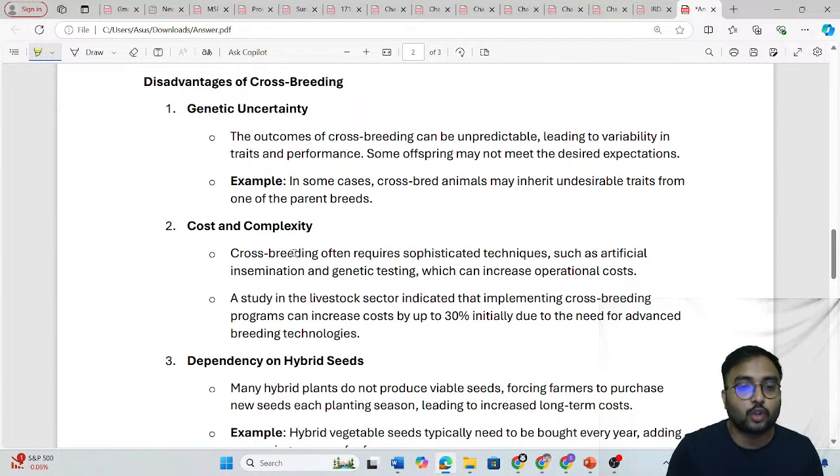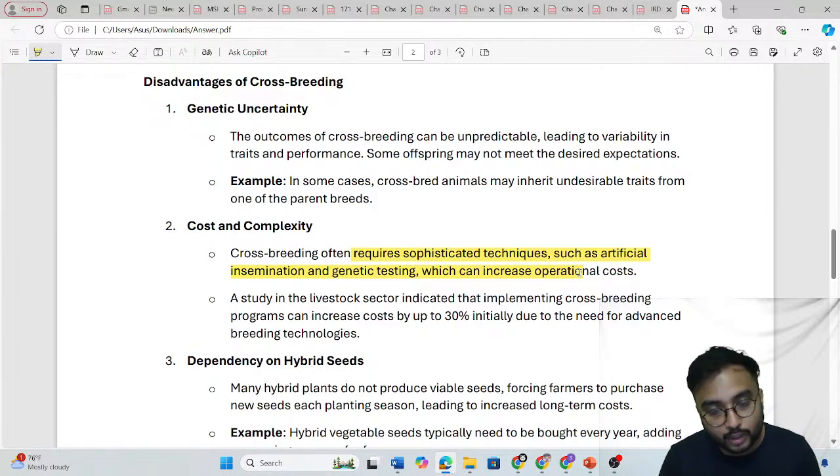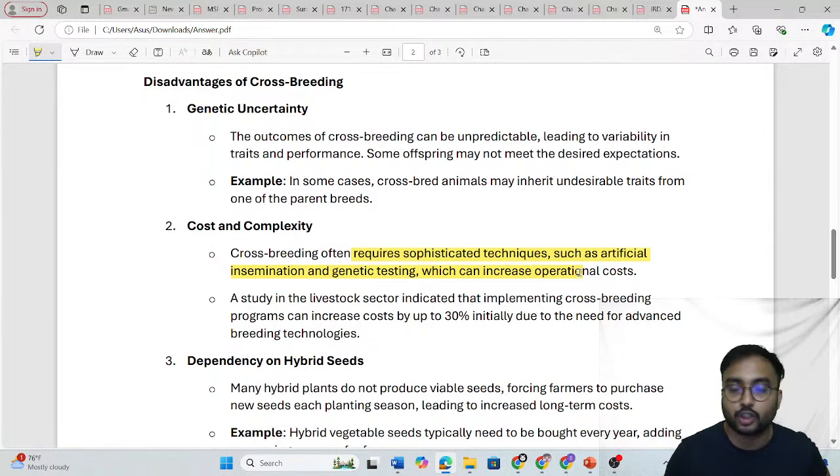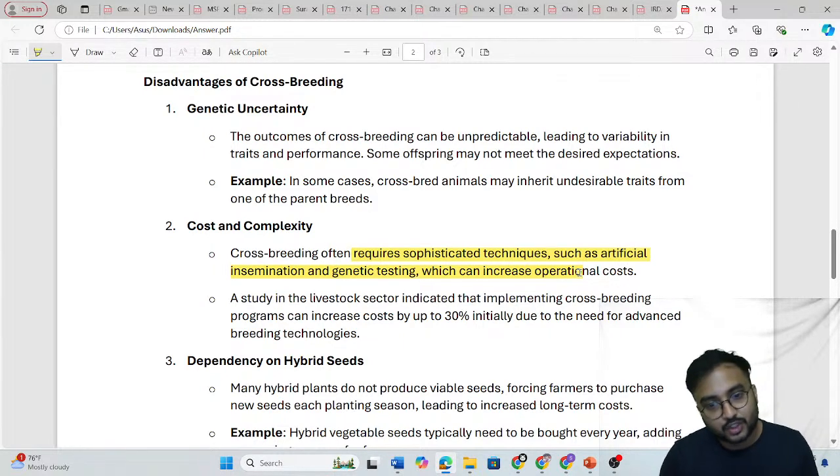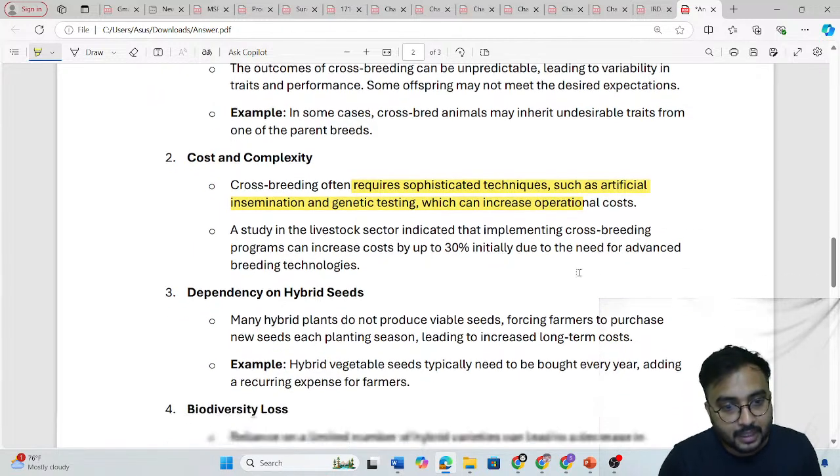Second is cost and complexity. Overall, if you look at the operational cost as well as the veterinary care and cost which comes along with artificial insemination, the overall complexity of this process and cost also increases. In the livestock sector, wherever artificial insemination and such crossbreeding techniques are there, you will see that the overall cost shoots up by 30%.